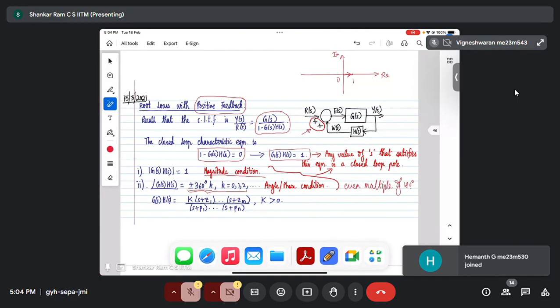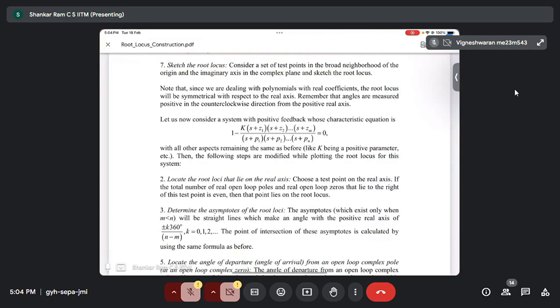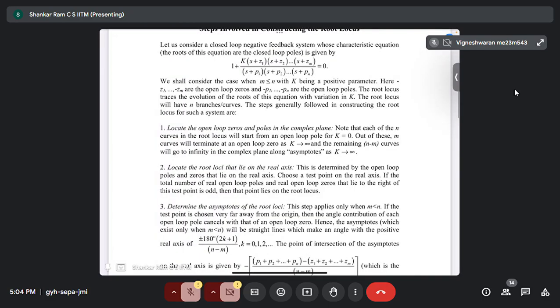So we go through the same process as before. Now let's figure out which steps get changed due to this. Let's look at this document and brainstorm which steps will now change. Of course, the open loop transfer function still remains the same: 1 plus k times (s plus z1) all the way till (s plus zm) divided by (s plus p1) all the way till (s plus pn), and k is a positive parameter. The only thing which changes is the closed loop characteristic equation, which becomes 1 minus k times rather than 1 plus k times. So let's brainstorm what changes.